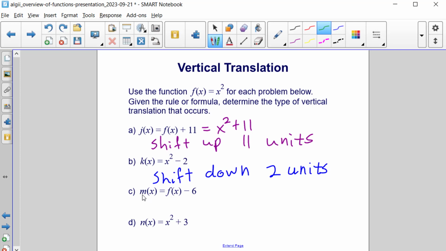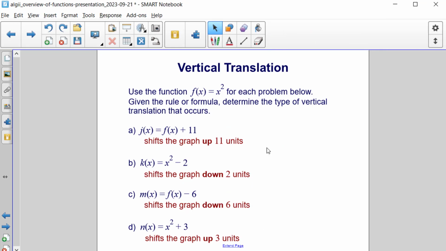Now let's look at C. M of x is equal to f of x minus 6. If you would like, you can take x squared and substitute it in for f of x. So we have x squared minus 6. So from x squared to x squared minus 6, we are shifting down 6 units. And now the last one that we have is n of x is equal to x squared plus 3. If we compare that to x squared, it's identical, except we have a plus 3 at the end, which shifts the function up 3 units.